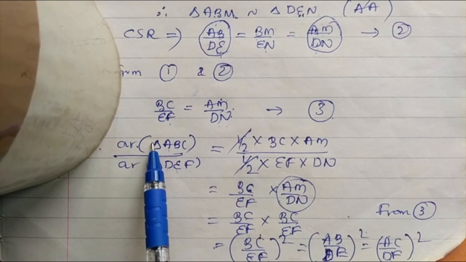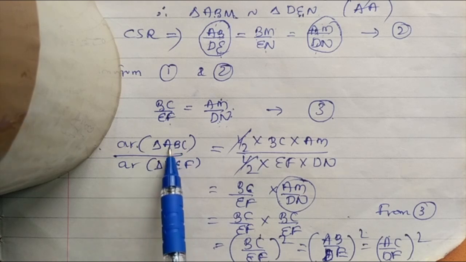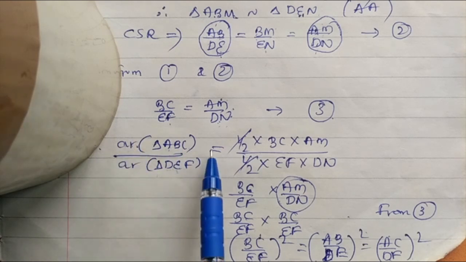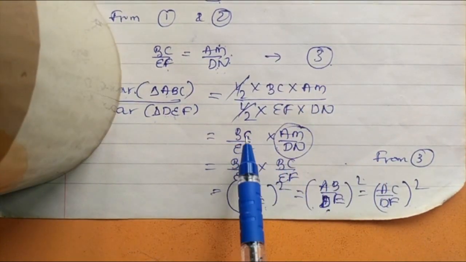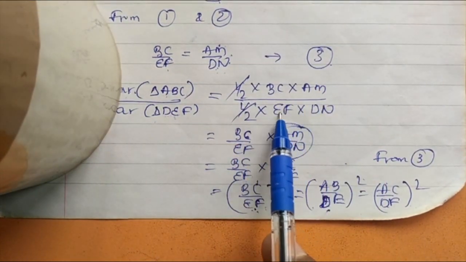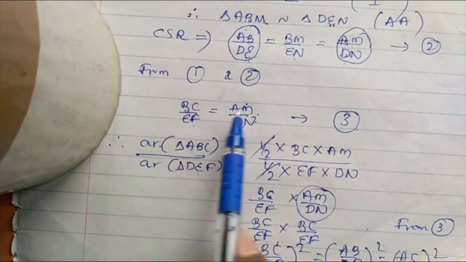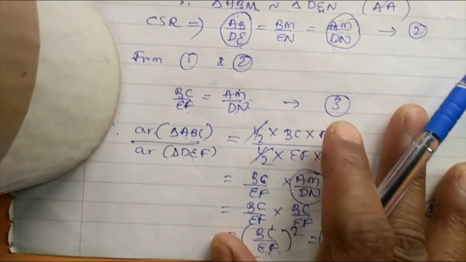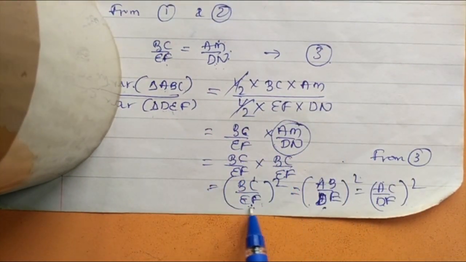So now we go for the main proof, the areas of both similar triangles. These two triangles are similar, right? So what about their areas? Their areas equal half into BH from both triangles. Now half and half cancel. BC and EF I wrote. AM by DN: in equation 3 we wrote AM by DN equal to BC by EF. I replaced it. Then BC by EF becomes the whole square.